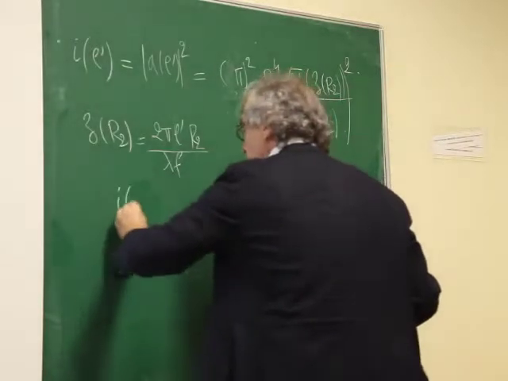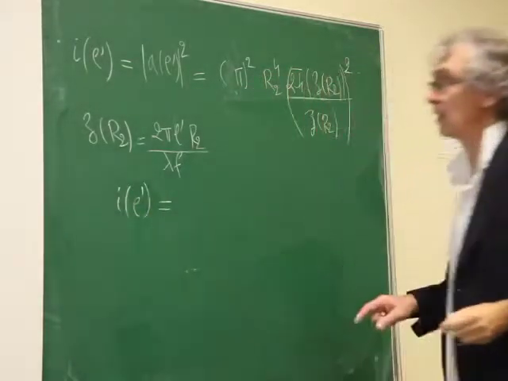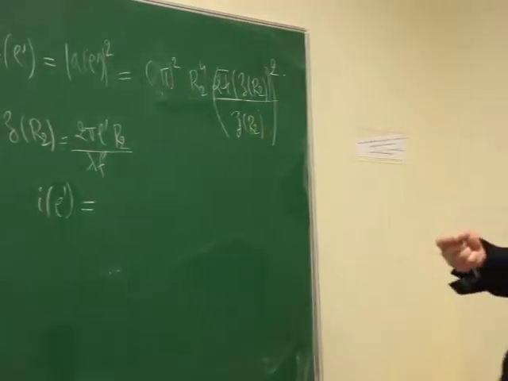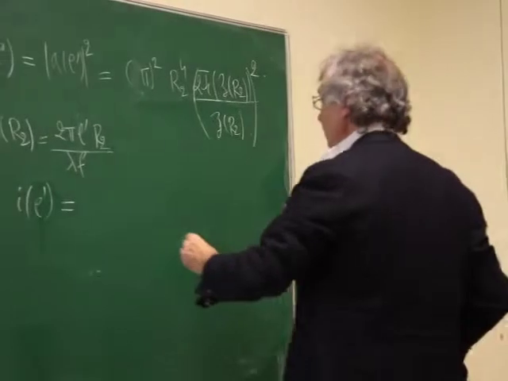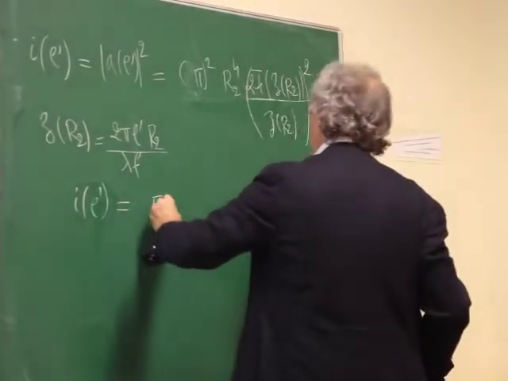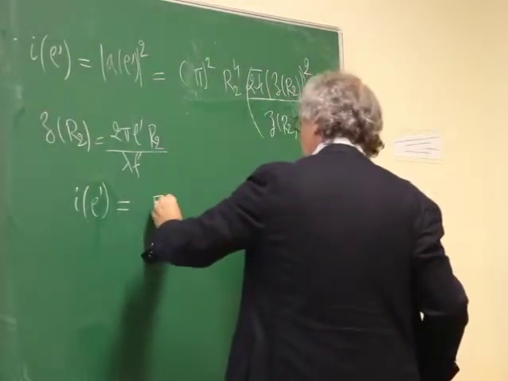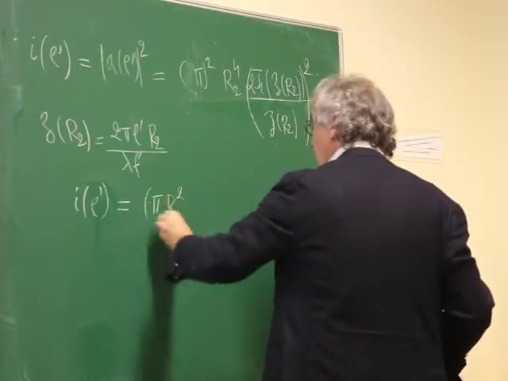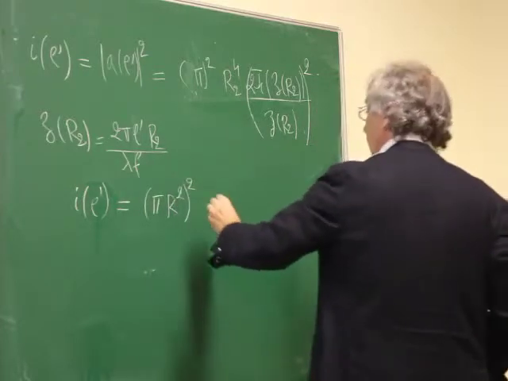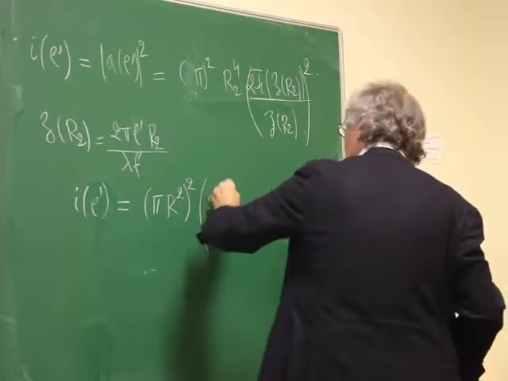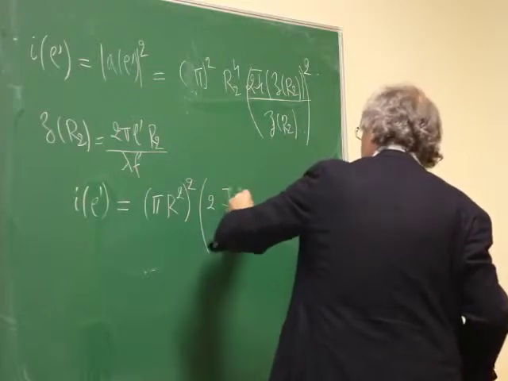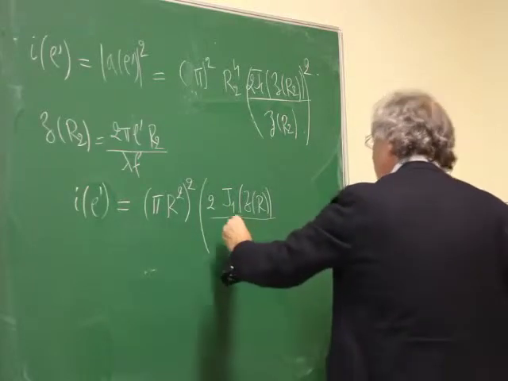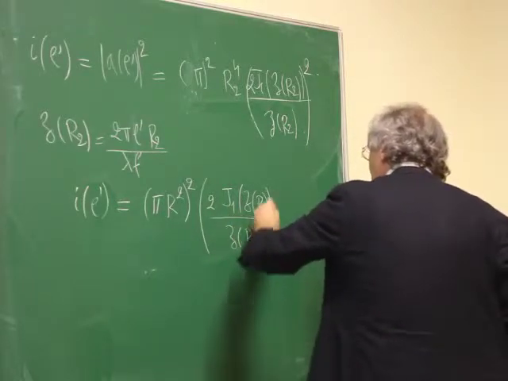And I find, finally, that the point spread function that I observe in the focal plane, which is the Airy disk, has the following expression. It is pi, well, the radius of the aperture square times 2 J1 of Z of R divided by Z of R, where R represents the radius of the aperture, and this is squared.